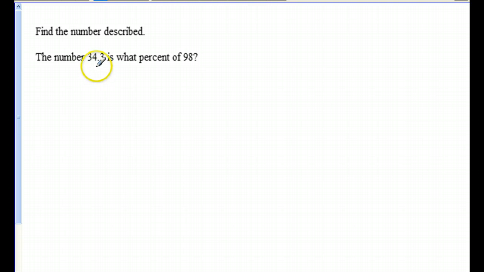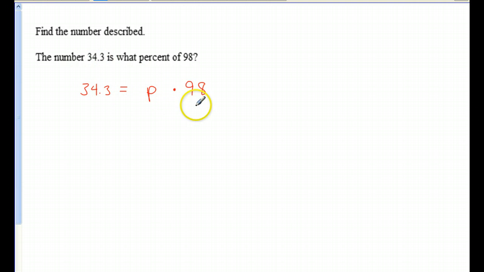So when you're doing a problem like this, 34.3 is to the left of the word is. So is translates to equals. So 34.3 equals what percent. That means we don't know. I use p when the variable is known as percent. Of in these problems translates to multiplication, and 98. So 34.3 equals p times 98.